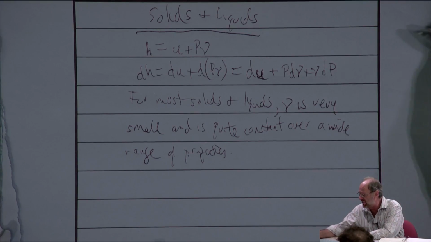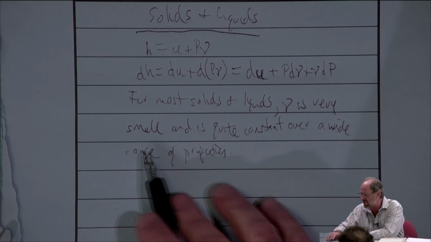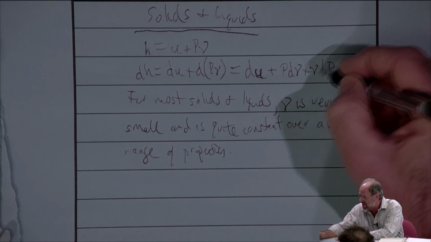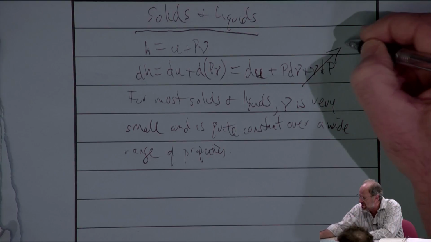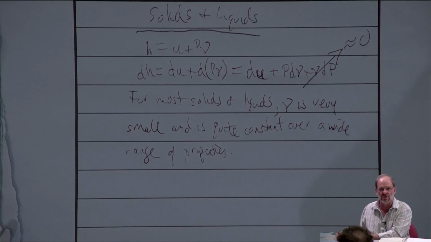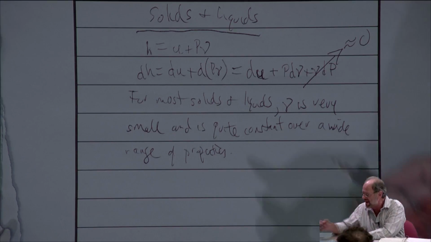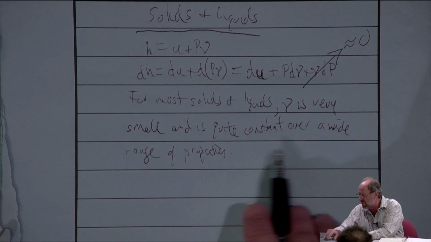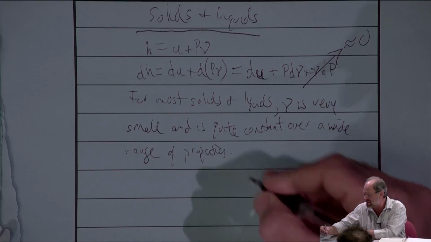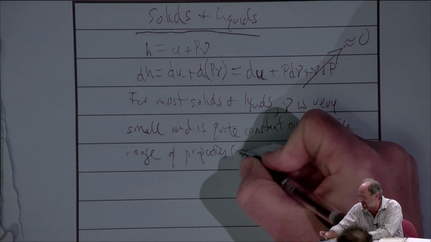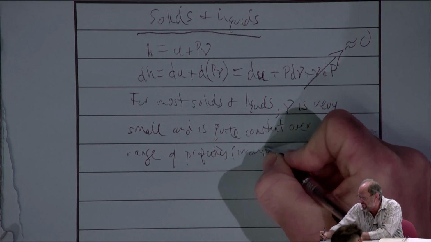Well, if something is quite small, then we can just assume that this is pretty close to 0. In other words, specific volume is close to 0. It may not be exactly 0, but this is an approximation. And if it's quite constant over a wide range of properties, you'll see that this is also called incompressible.